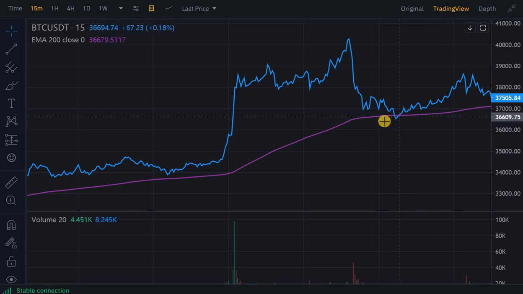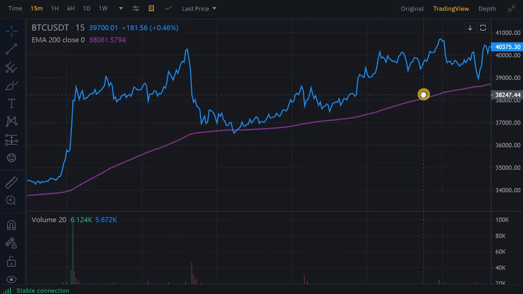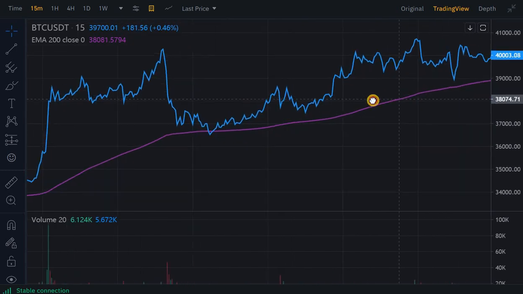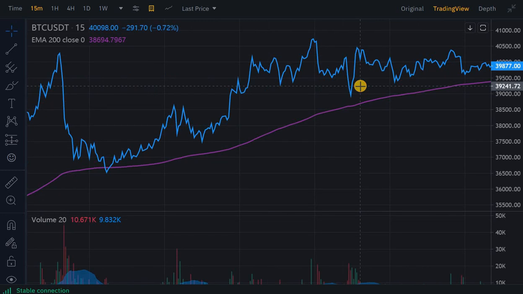As you can see right here, this is another support in the price until the EMA gets broken to the downside. So once the EMA gets broken to the downside, then the downtrend is confirmed and you would have to be looking for shorts instead of longs. Basically, in an uptrend, you look for longs, but in a downtrend, you look for shorts. So this is the first part of this strategy, identifying an uptrend and a downtrend.